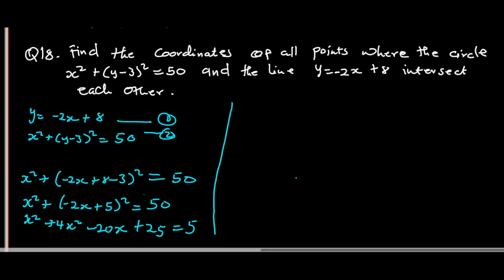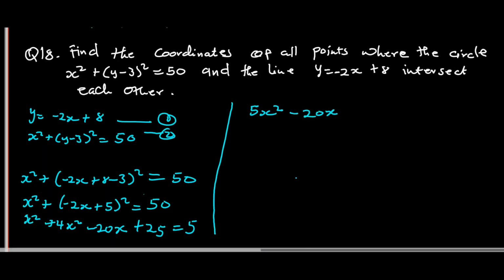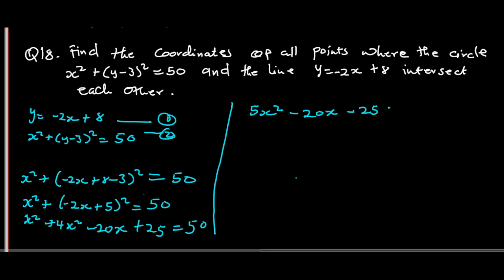Alright, so now we can simplify whatever we have here. That will give us 5x squared minus 20x is equal to 50 minus 20x. Now if I take this one in, I'll have minus 25 equal to 0. So this is what we have.